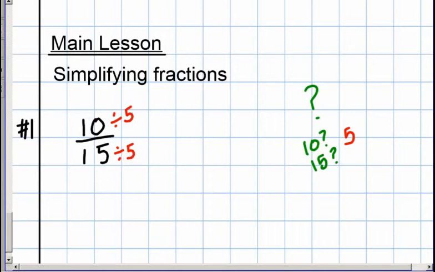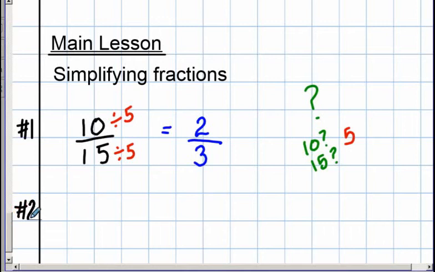When we're looking at equivalent fractions, we tended to be multiplying. Now we're dividing to try and make the equivalent fraction with smaller numbers on the top and smaller numbers on the bottom. There you go. That simplifies, cancels down to 2 over 3. Let's try that again.